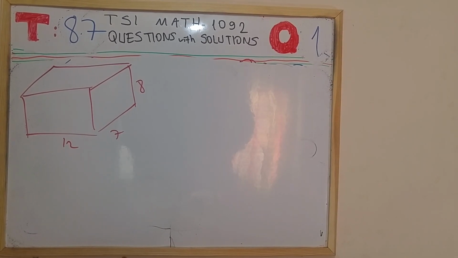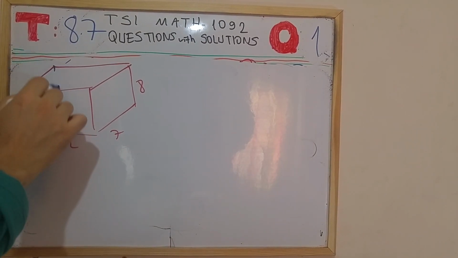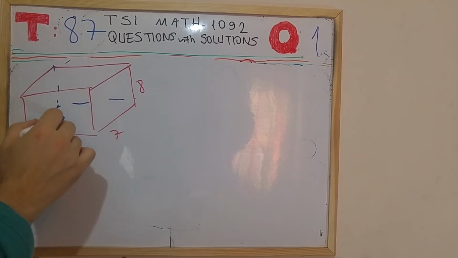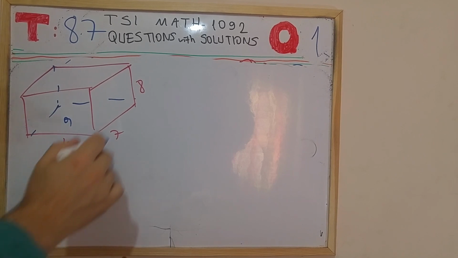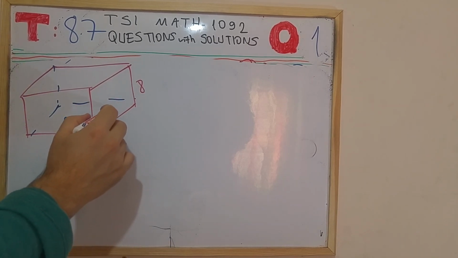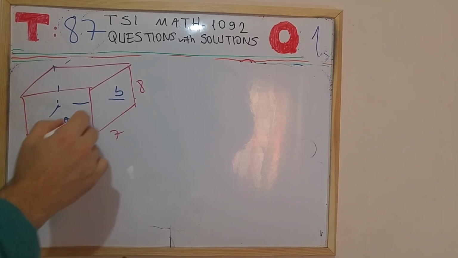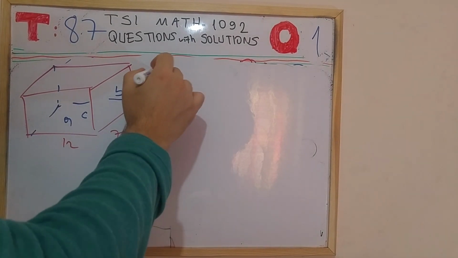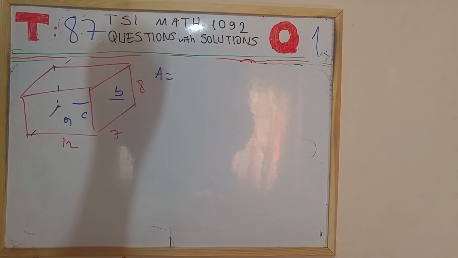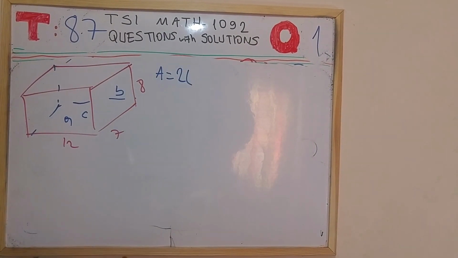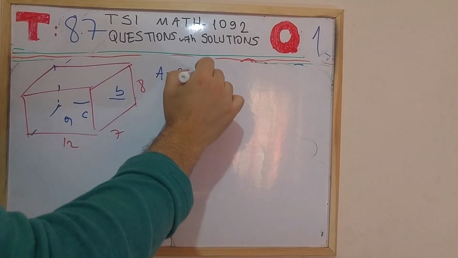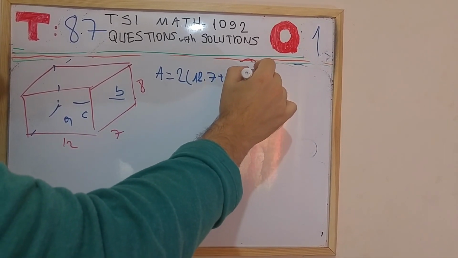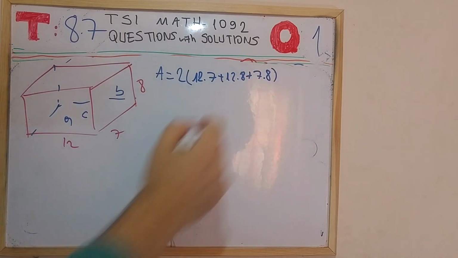There are three different faces of this prism. Let's say 12 times 8 is face A, 7 times 8 is face B, and 12 times 7 is face C, and we have two of each. That's why we calculate the area as 2 times 12 times 7 plus 12 times 8 plus 7 times 8.